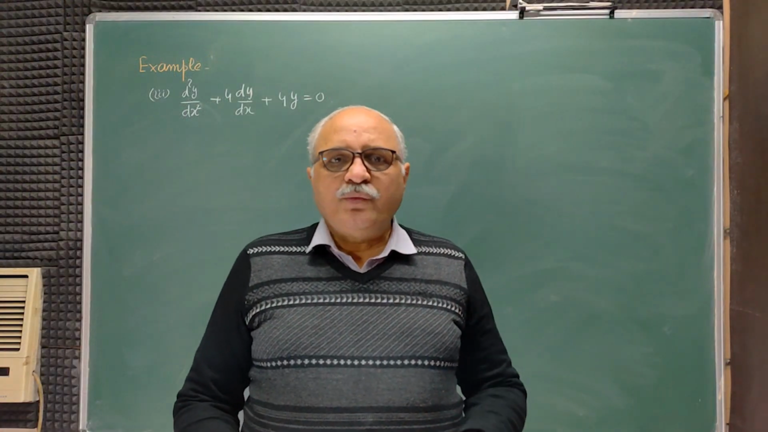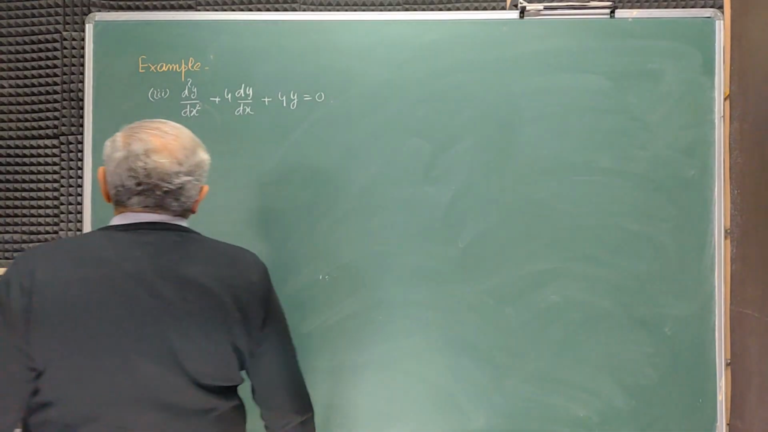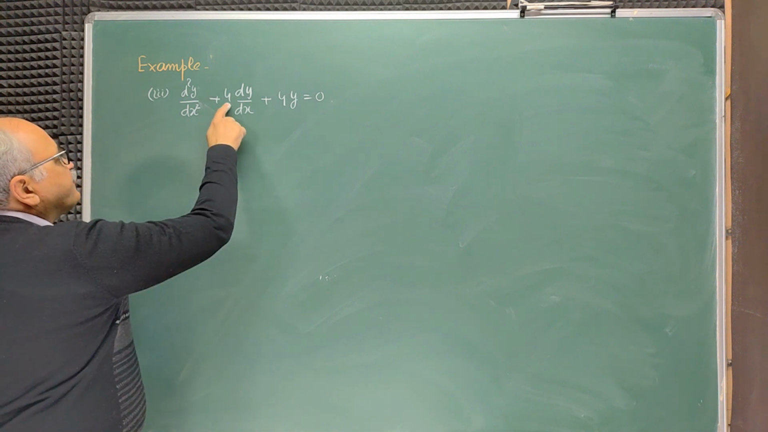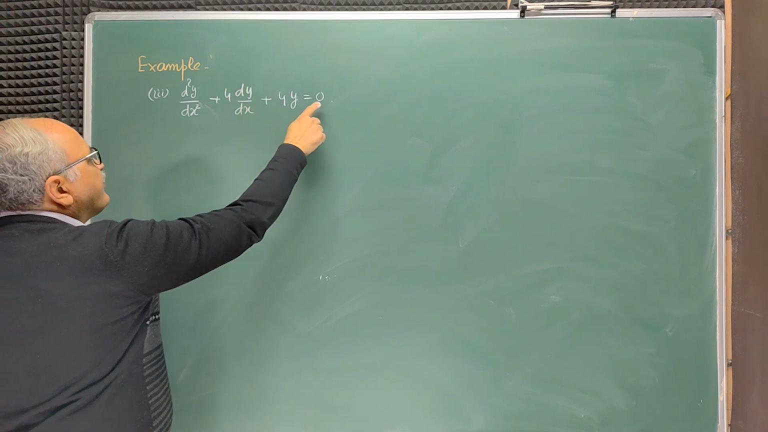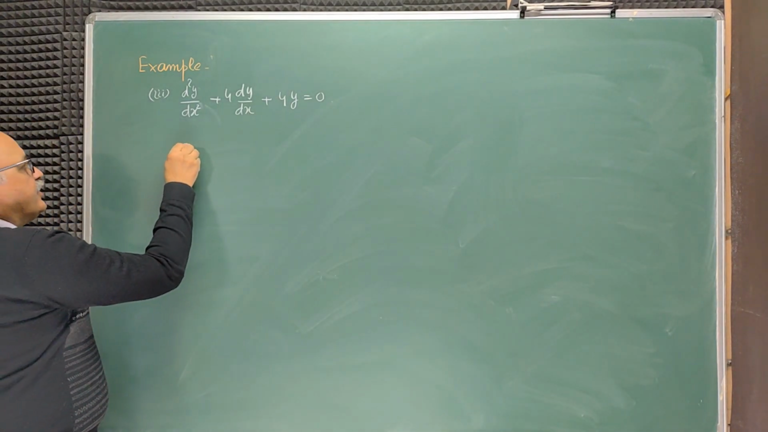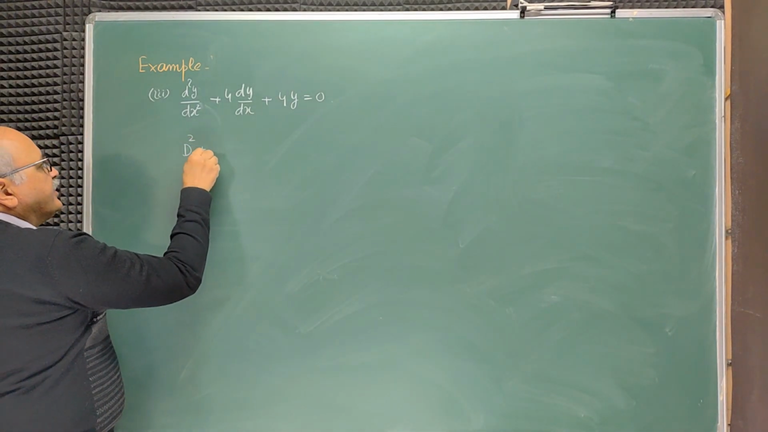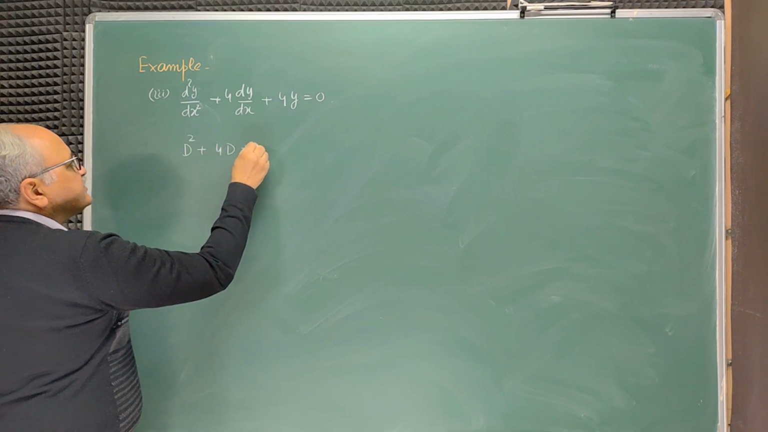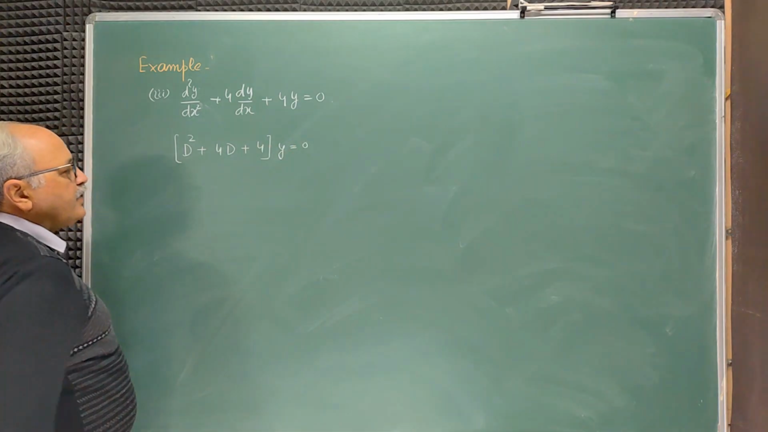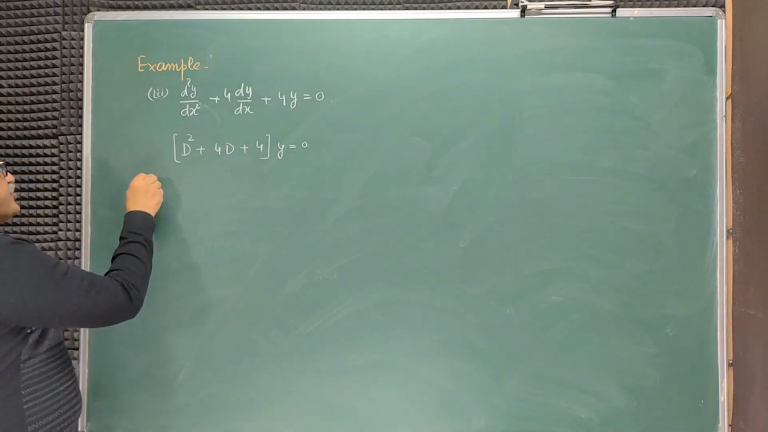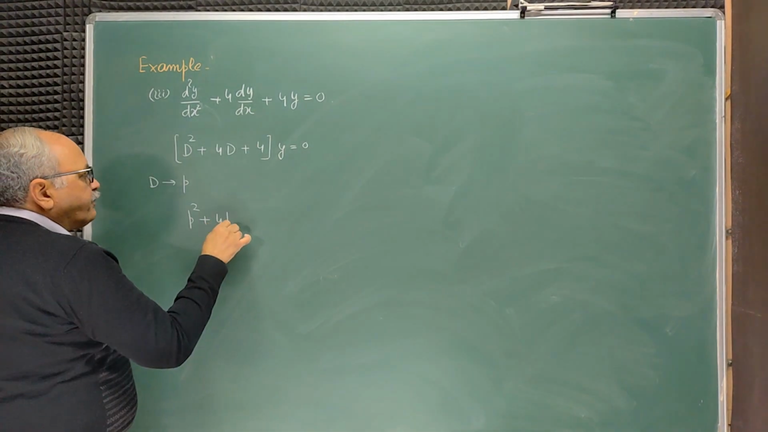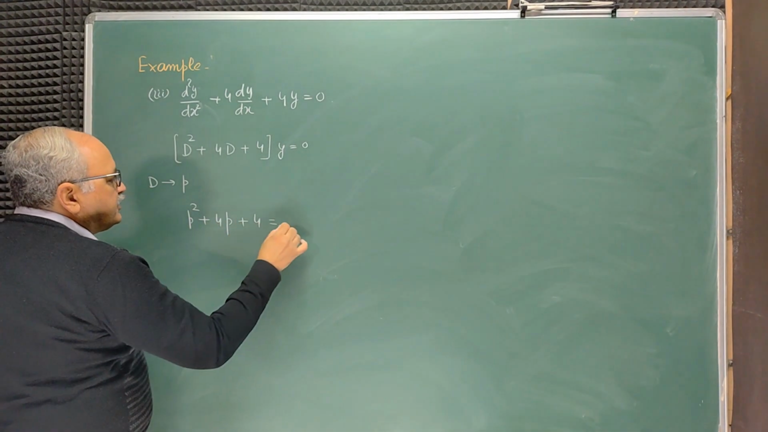Now let's take the third equation. The third equation is the second derivative of y with respect to x plus 4 times the first derivative plus 4y equals 0. Let's first of all get the operator equation. The operator equation is (D square plus 4D plus 4) y equals 0. So for the auxiliary equation, where I am replacing D by p, this is p square plus 4p plus 4 equals 0.